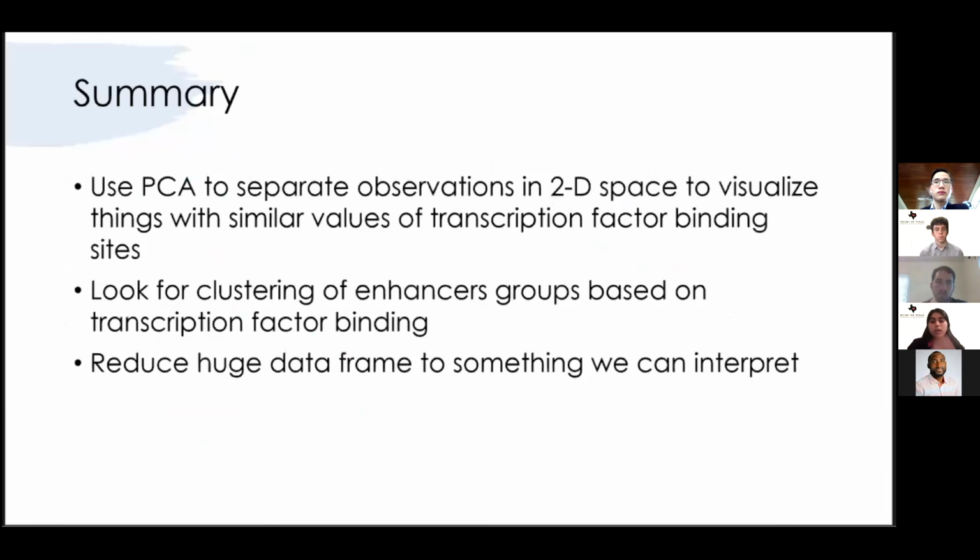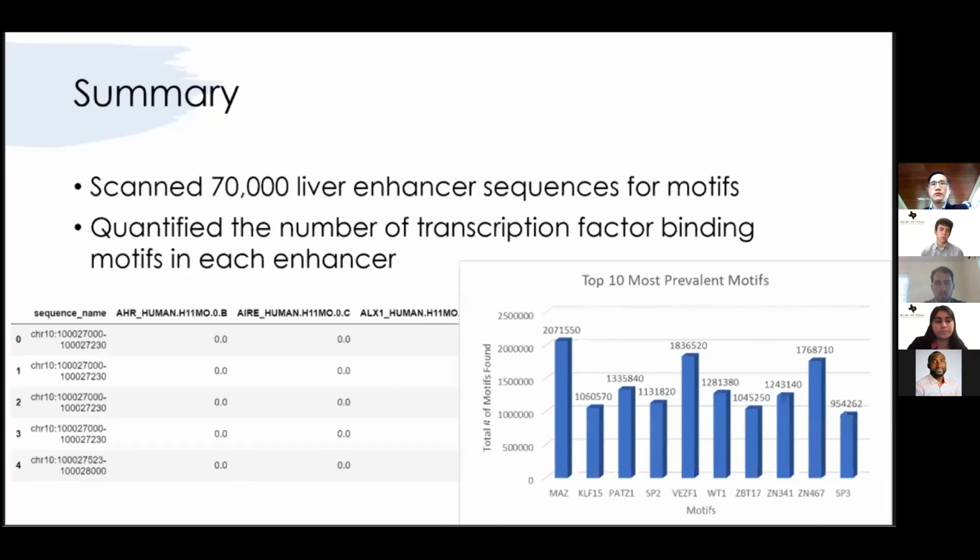So our hypothesis was to use PCA, or principal component analysis, to separate observations in two-dimensional space to visualize things with similar values of transcription factor binding sites. And our goal was to look for clustering of enhancer groups based on the transcription factor binding sites, and to reduce the huge data frame that we originally had to something that we can interpret.